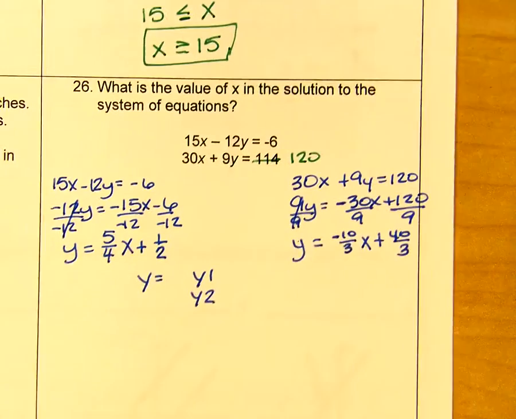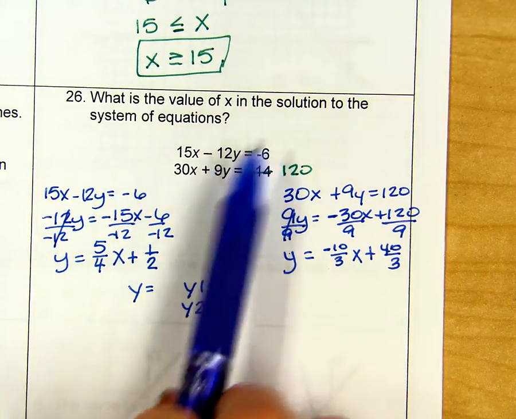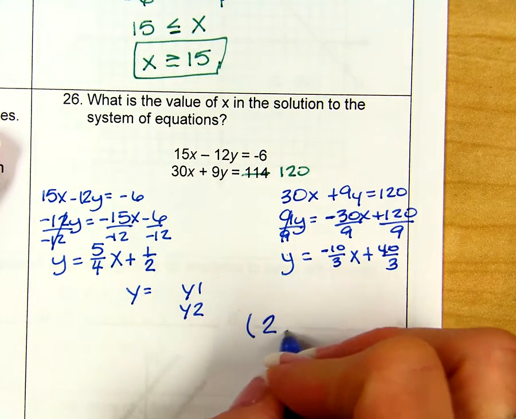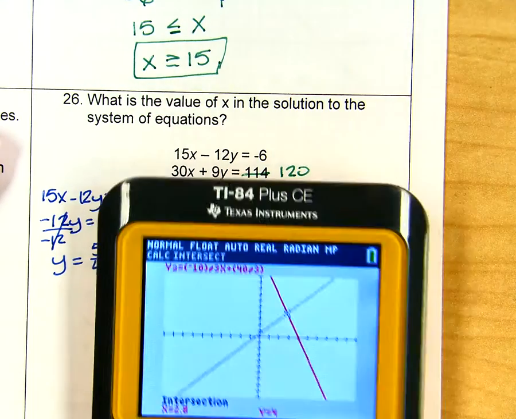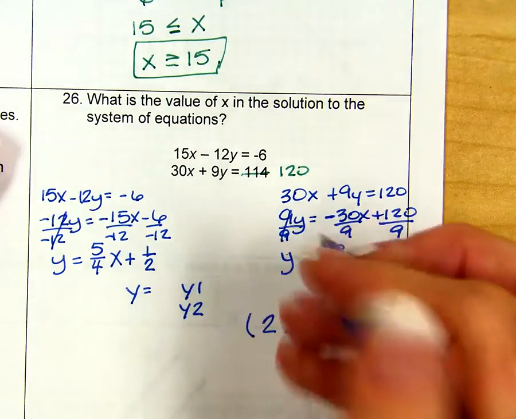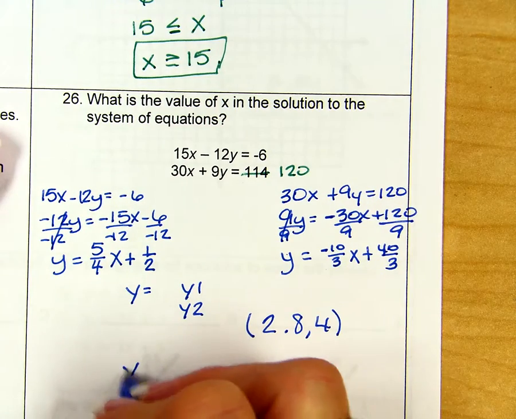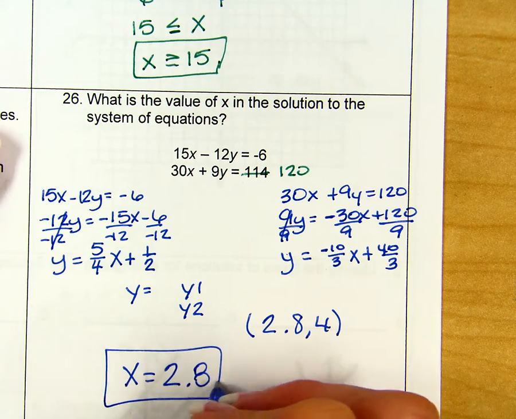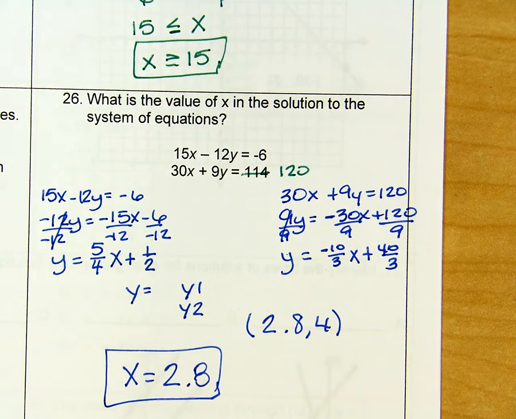So over here in our problem, they asked us what is the value of x in the solution. Our solution was 2.8 comma 4. So in this case, the x value is 2.8, and that would be the part of the solution that they are asking for.